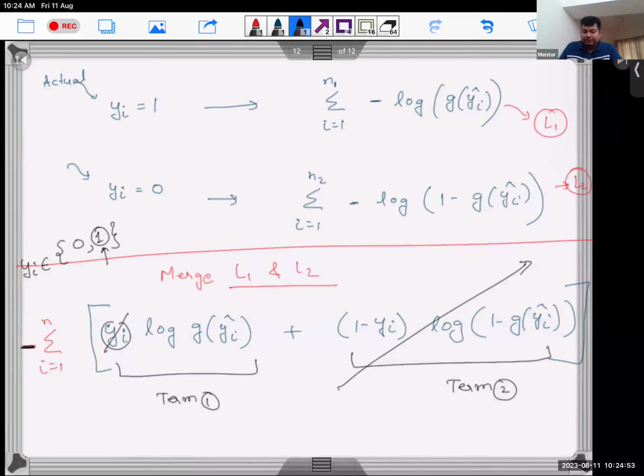Minus of summation of log of g of yi hat. Do you see that now? Yes. That is what you want, right? When the actual value is equal to 1, that should be the loss. Okay, now let's look at it from the other perspective.